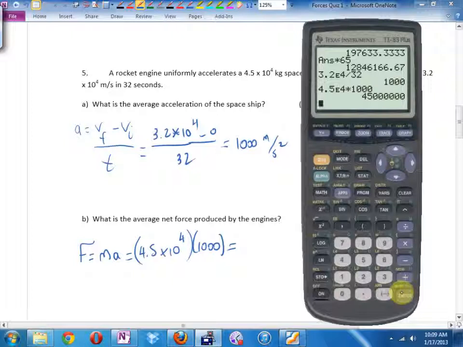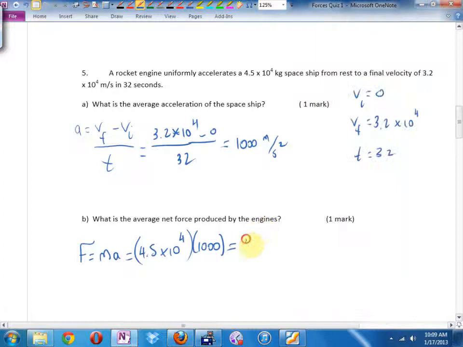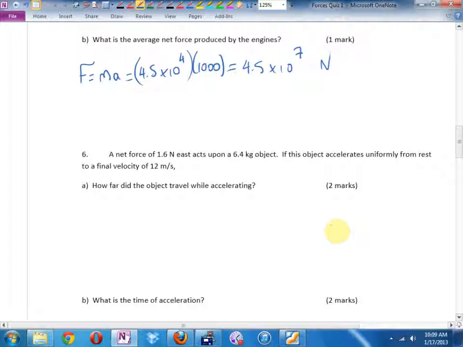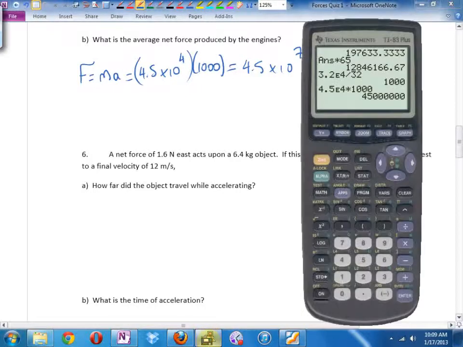And I get that. 4.5 times 10 to the 1, 2, 3, 4, 5, 6, 7. 4.5 times 10 to the 7th. Units, it's a force. Newtons. It's fine, except I think mine's way easier to write than that.